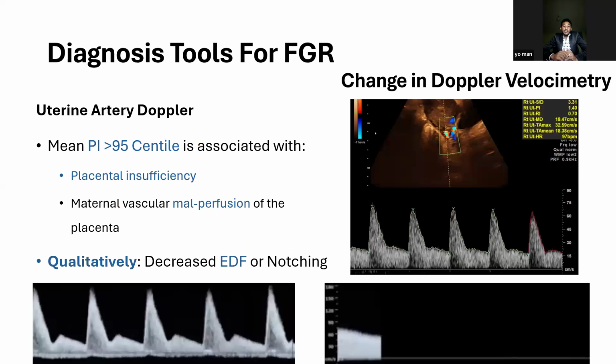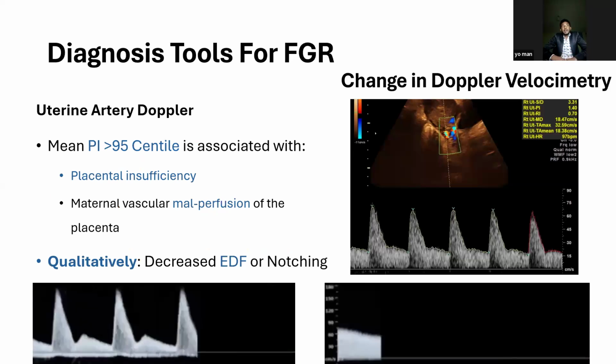In the uterine artery, if the mean PI is greater than the 95th centile, that means there is maladaptation of the placenta, or there is abnormal trophoblast invasion and defective placentation. It also indicates a maternal vascular malperfusion of the placenta, hence there is no oxygen or nutrients for the fetus, so that fetus tends to be growth restricted.